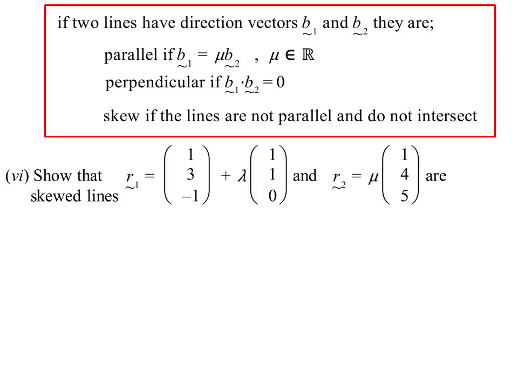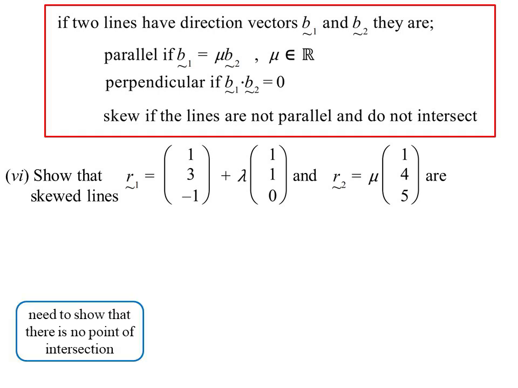We have to show that these two are indeed skew lines. So we've got to show basically there's no point of intersection. That's the key thing to skew lines. There's no point of intersection. Okay, let's create some equations. Well, if they are going to intersect, then 1 plus lambda would equal mu, 3 plus lambda would be 4 mu, minus 1 would equal 5 mu. Okay, all these would be true if they intersect.